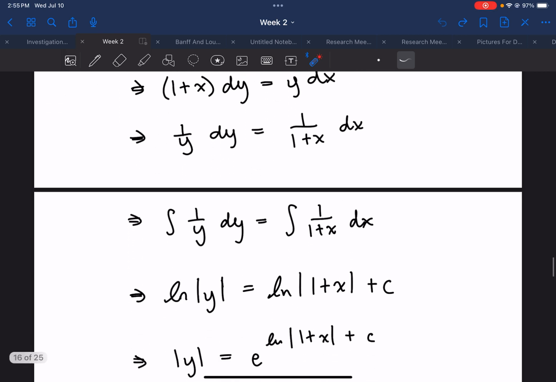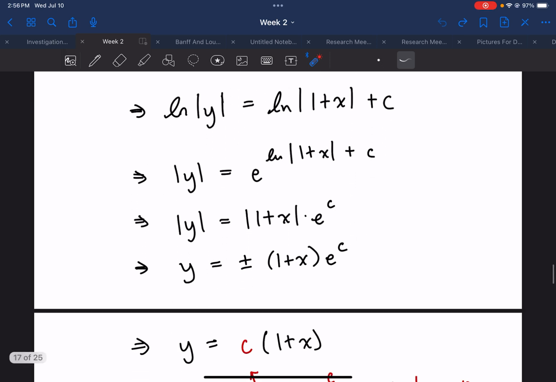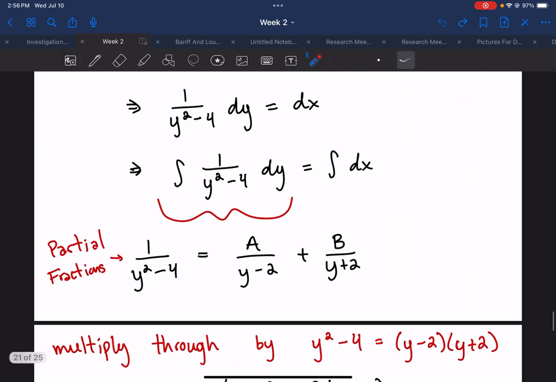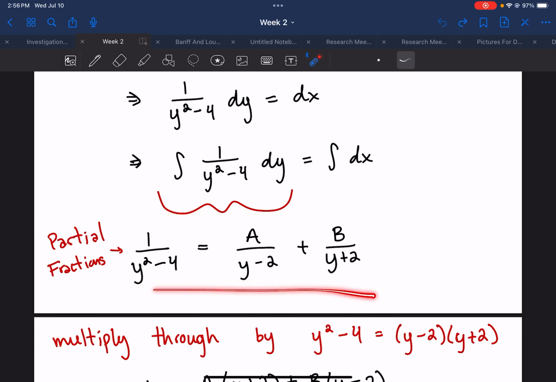And last but not least, remember, when you integrate 1 over y, or whatever, when you integrate 1 over something, you get natural log absolute value. Please remember your exponent rules when it comes to the exponential functions. Dropping the absolute value on y to get a plus minus is not a big deal because it can be absorbed into the constant. And last but not least, partial fractions, right? Partial fractional decomposition is going to be your friend. It's going to be your friend for a while. Okay.